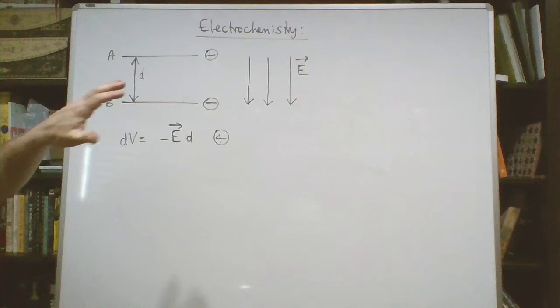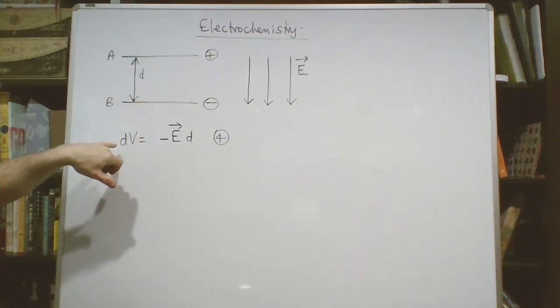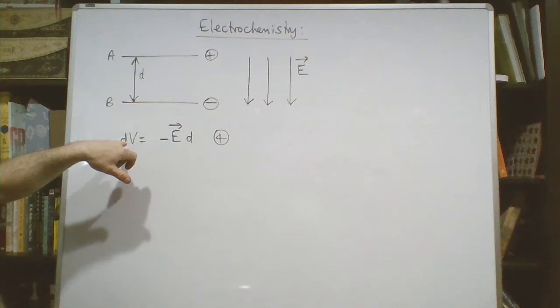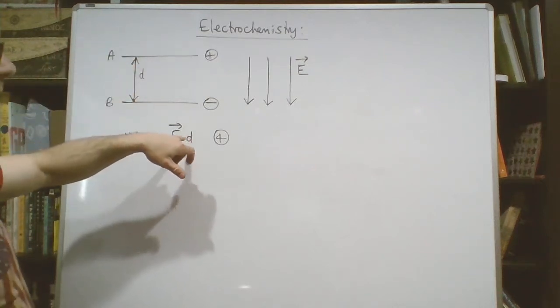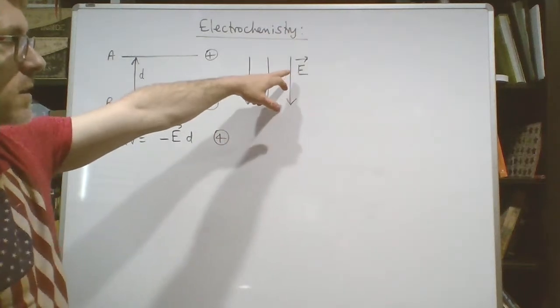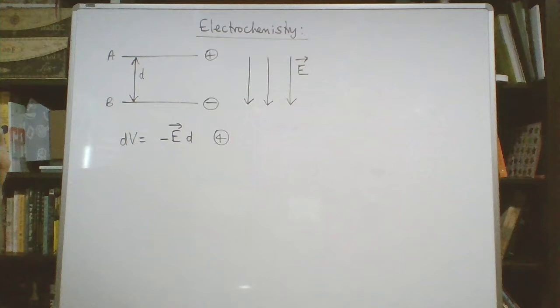Okay, with a slightly cleaner board, we can continue. So we've just left off with equation 4. The change in voltage between these two plates is minus the product of the electric field and the separation between them. So it's a product of that kind.